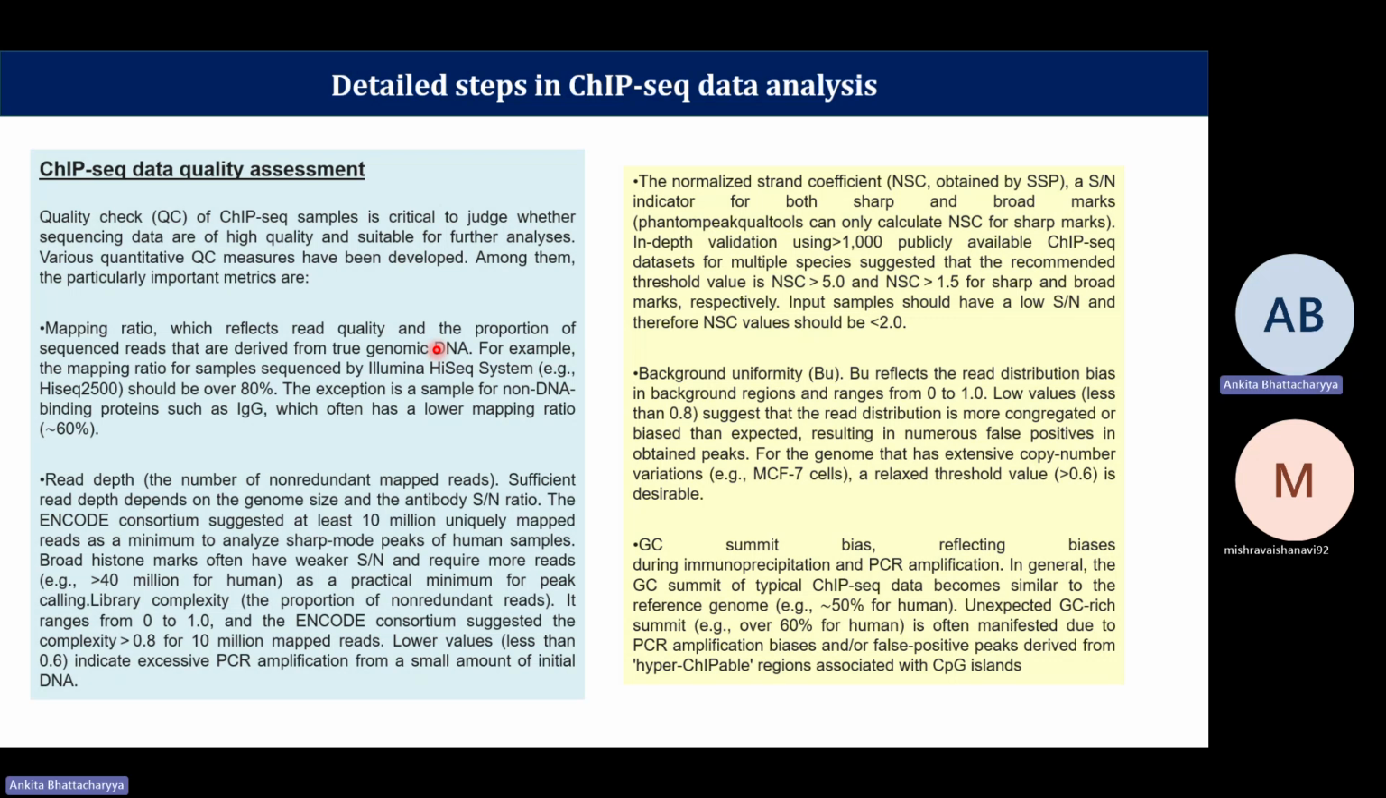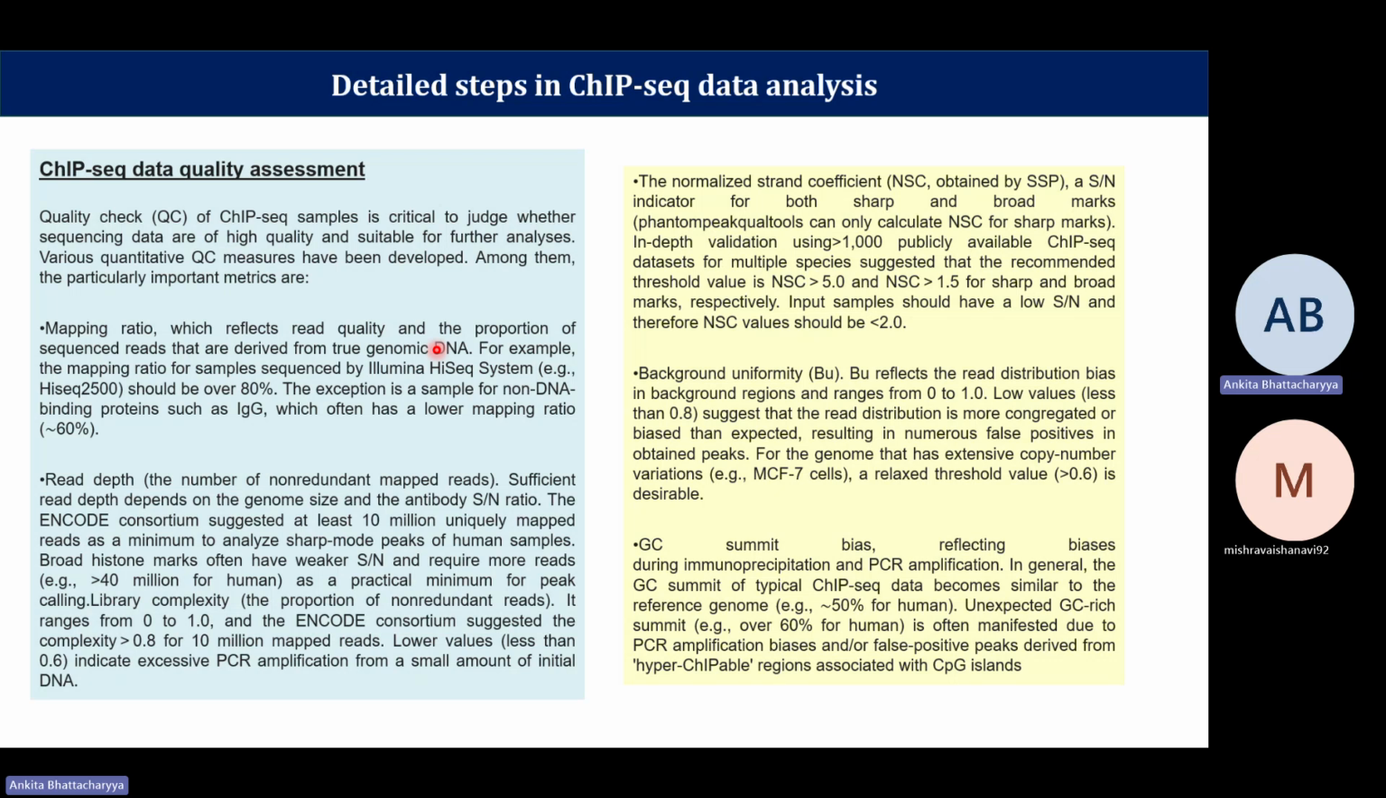The second parameter for ChIP-seq data that needs to be considered is the depth of the reads that have been generated as a result of sequencing. Read depth depends on how long your genome is and what the signal to noise ratio is. So what is the expected ideal situation? You should have ideally at least 10 million uniquely mapped reads as a minimum to analyze the sharp mode peaks of human samples. Broad histone marks often have a weaker signal to noise ratio. They require more reads as a practical minimum for peak calling.